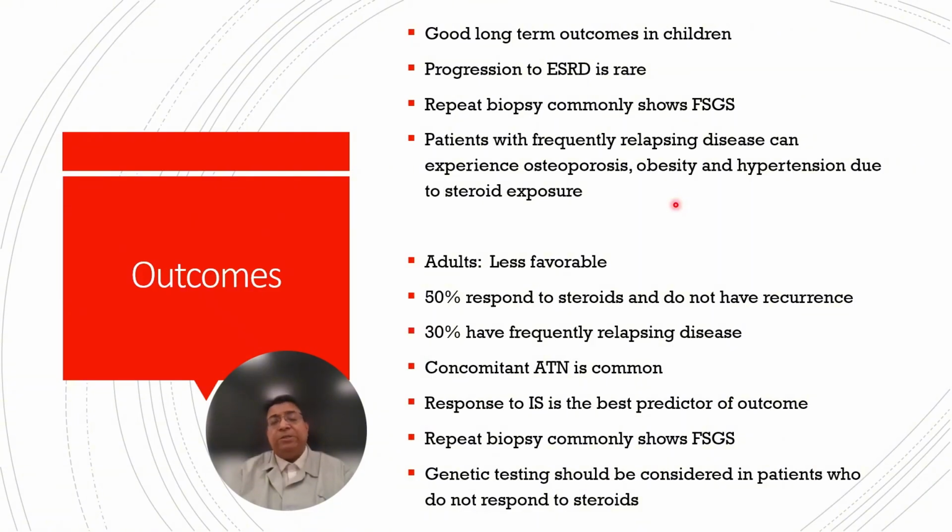The outcomes in adults with minimal change disease are slightly less favorable. 50% respond to steroids and do not have recurrence, and 30% have frequently relapsing disease. Concomitant tubular injury is common. The best predictor of outcome is response to immunosuppression. And again, repeat biopsy commonly shows FSGS. In these patients, genetic testing should be considered to determine if there's a genetic basis, such as genetic FSGS.